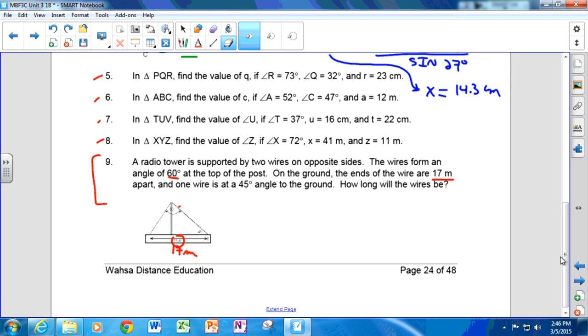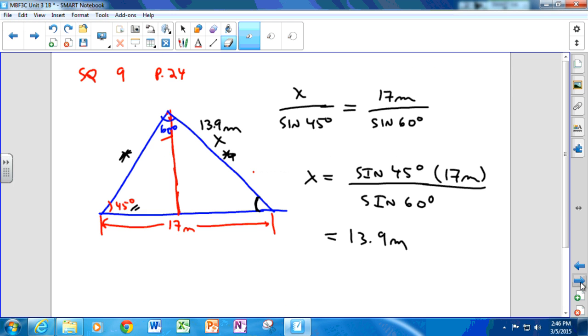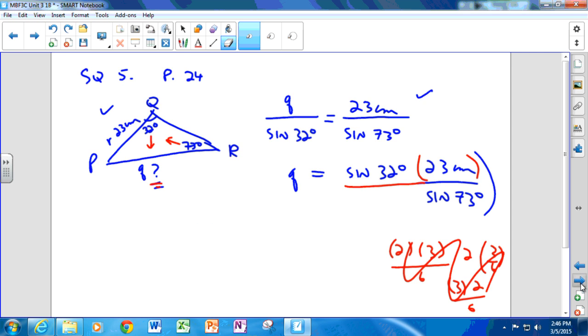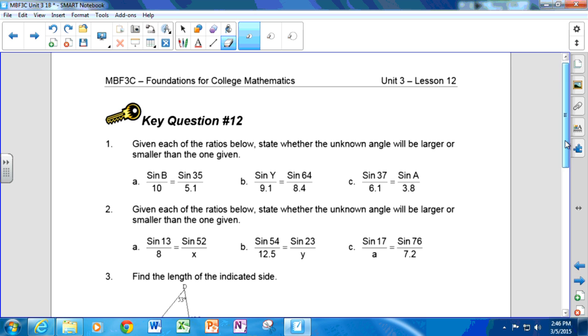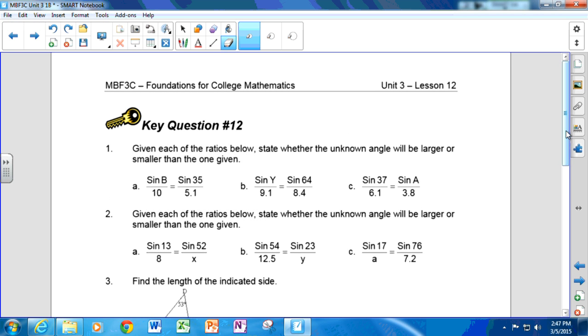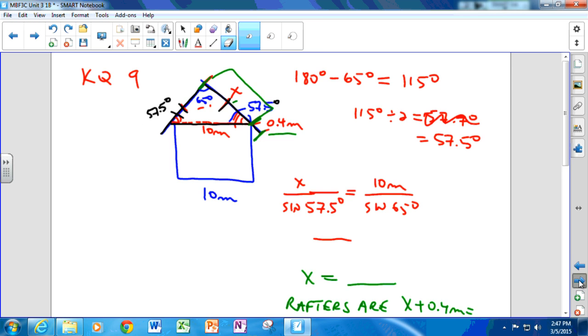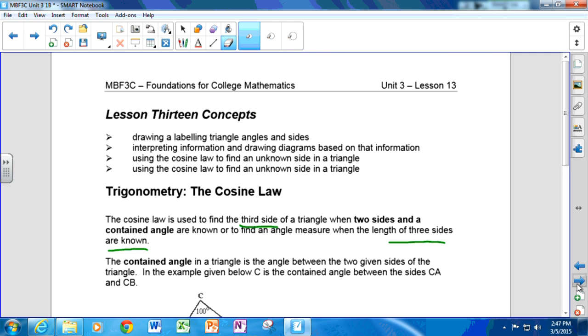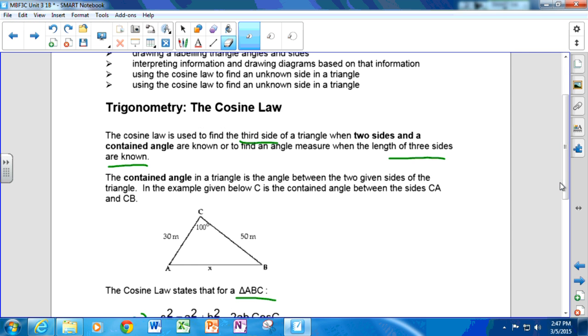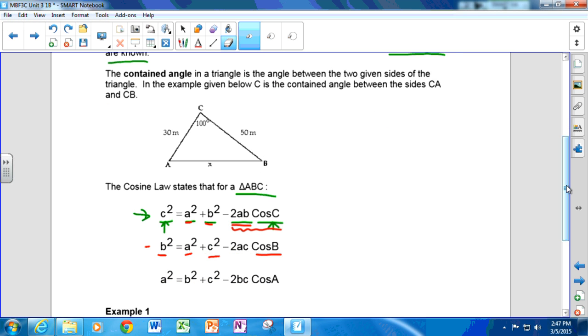So the next thing we looked at was the law of cosines. The law of cosines is really for those cases that just can't be solved with the law of sines. That's the kryptonite of the trigonometry world, because you bring that out when other things haven't worked.